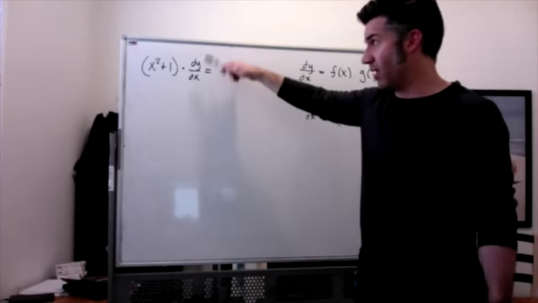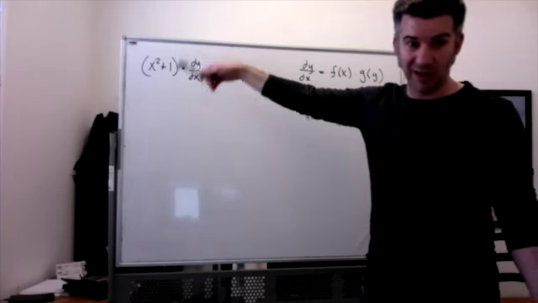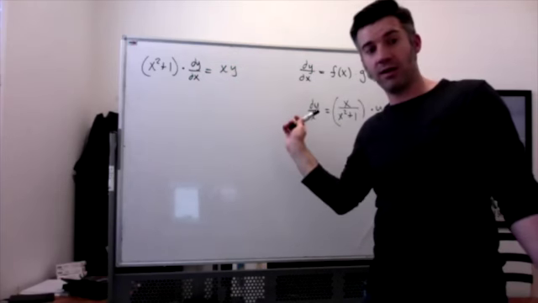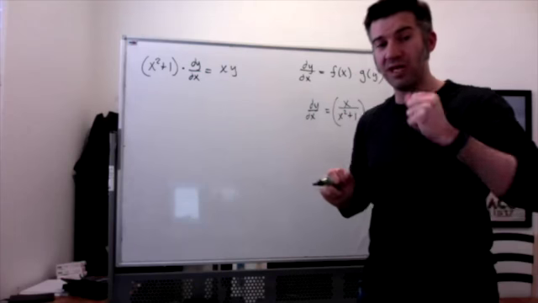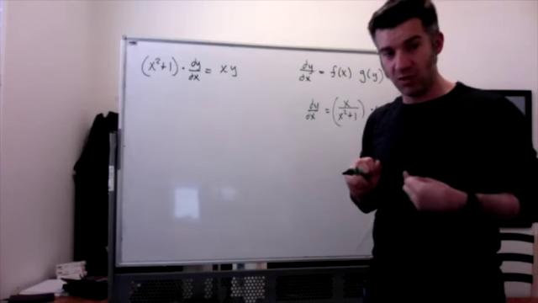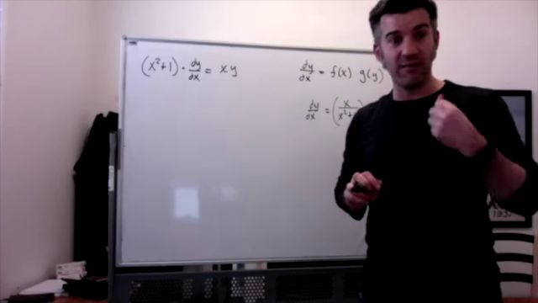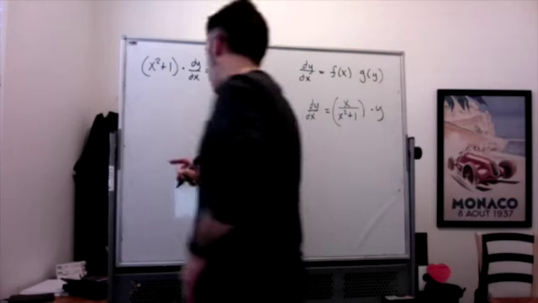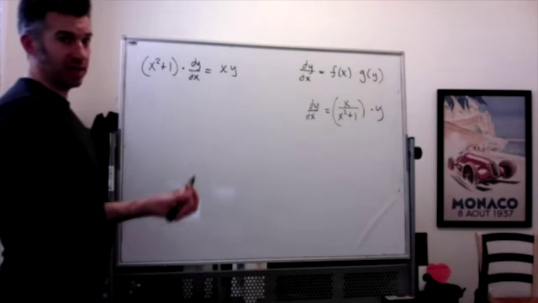You're always going to want to bring the y's to the side that y is on top on. So if you've got dy dx on the left, you want the y's on the left. You want the x's on the right. And the only operations we're allowed to use are multiplication and division. So I'm going to multiply both sides by dx.